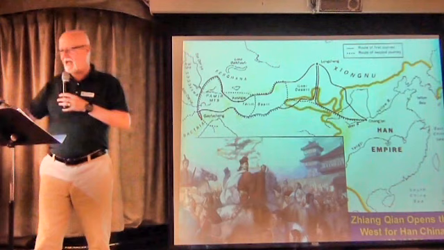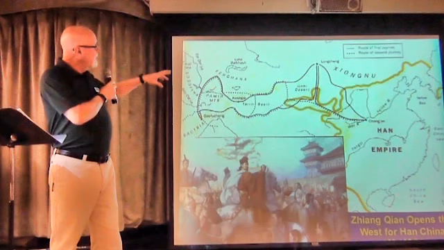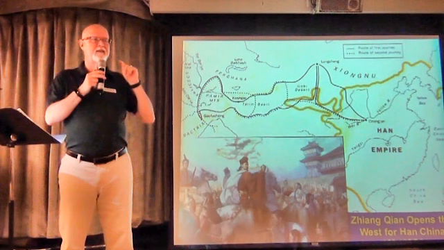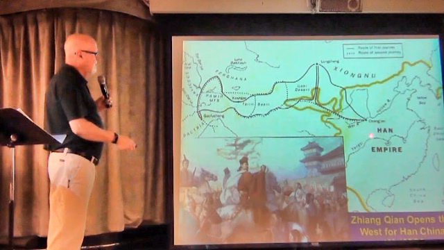The dates are down here. It's 138 to 125, but the screen doesn't go quite far enough south. So they commissioned a man named Jiang Chan. Jiang Chan today is one of the most popular historical heroes in China. You will find statues to Jiang Chan all over China, because he, commissioned by the emperor in Chang'an, that was their capital, he traveled to the west.